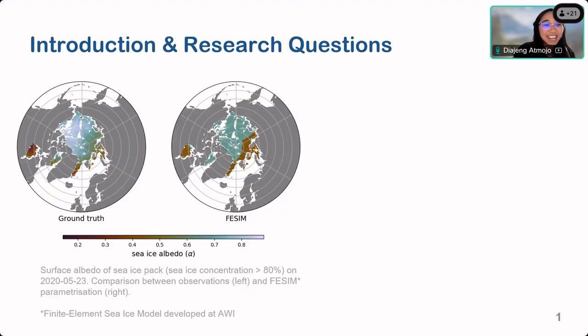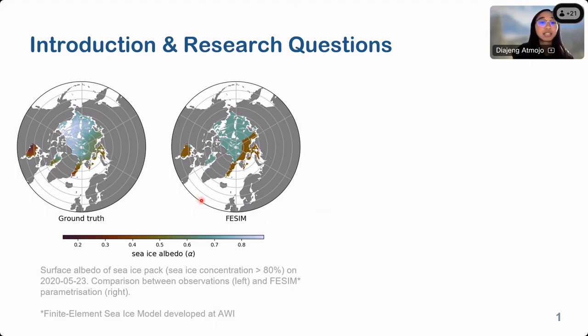Let's get started. Here you see a daily snapshot of surface albedo of sea ice pack. So sea ice pack is defined as grid cells where the sea ice concentration is above 80%. On the left-hand side, you see the sea ice albedo derived from satellite observations, and on the right-hand side, computed with the FESM parametrization. So FESM is the sea ice model developed at EERIE.